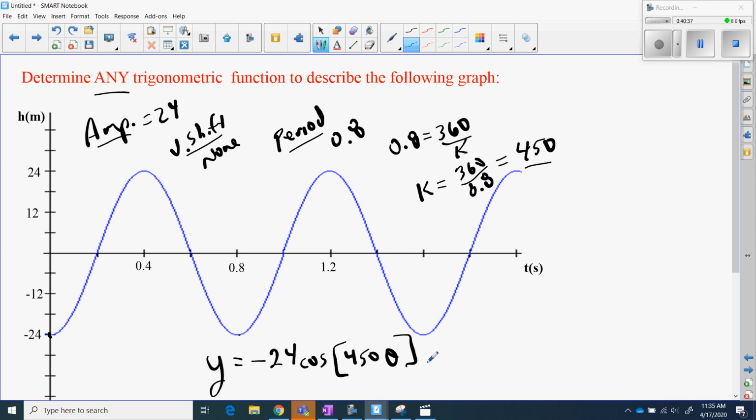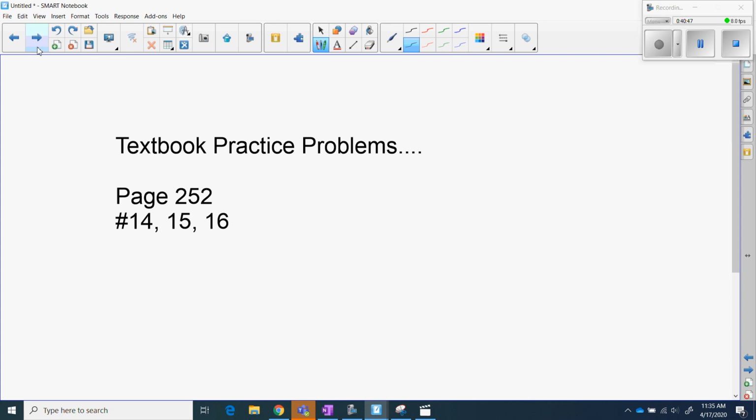Okay, so hopefully that gives you a little bit of direction on how to come up with a trig function or a sinusoidal function to describe a wave pattern. In your textbook, there's 3 really good questions on page 252, numbers 14, 15, and 16. Remember, the PDF file is under the file section on the general channel of our team page. So if you don't have an actual textbook in front of you, you can easily get the questions there.